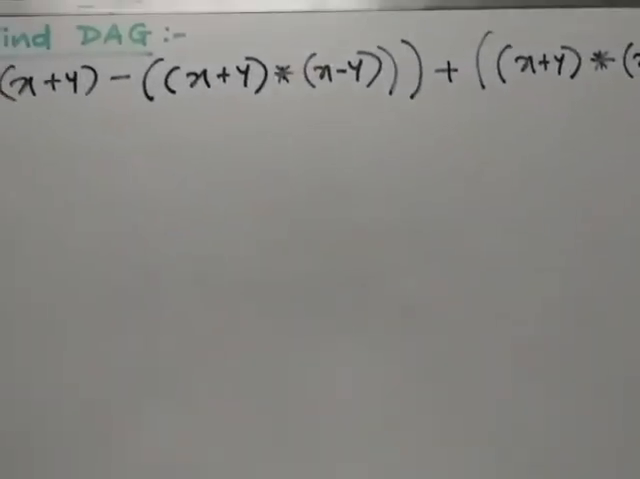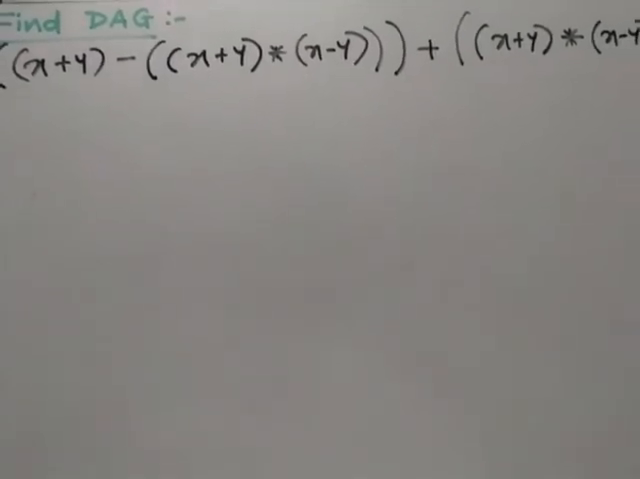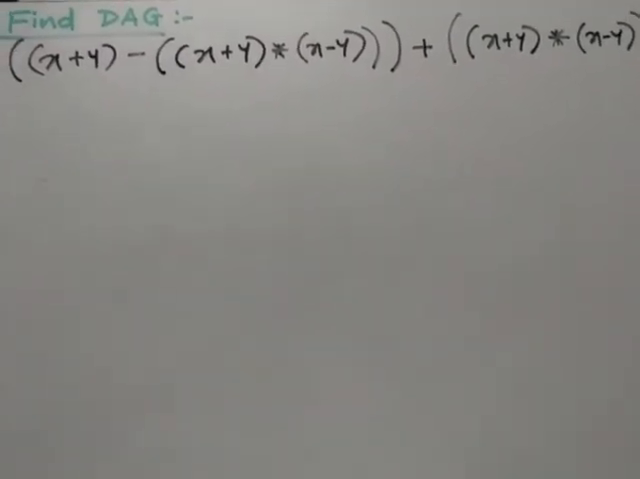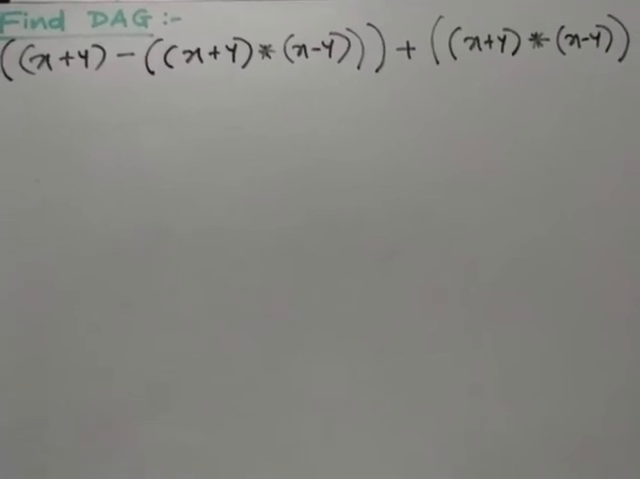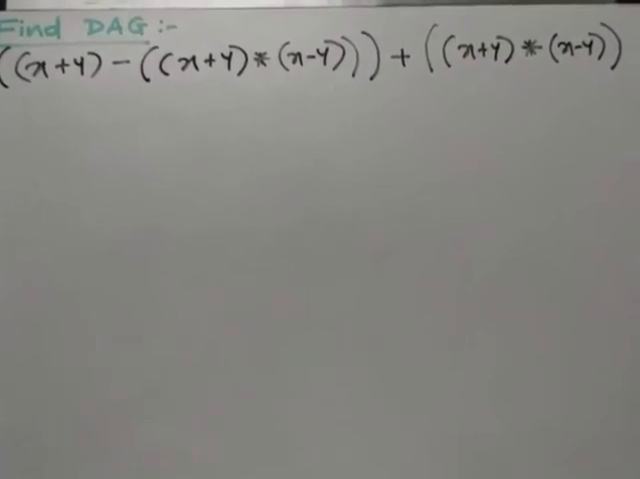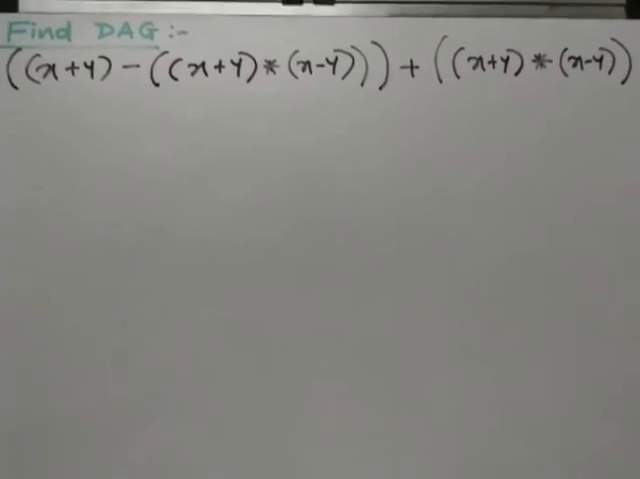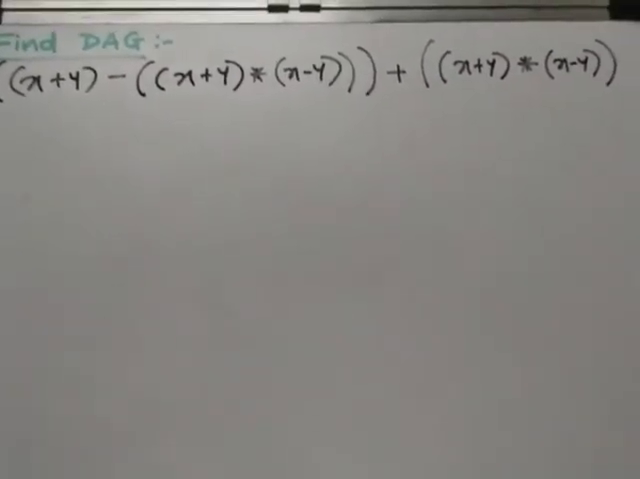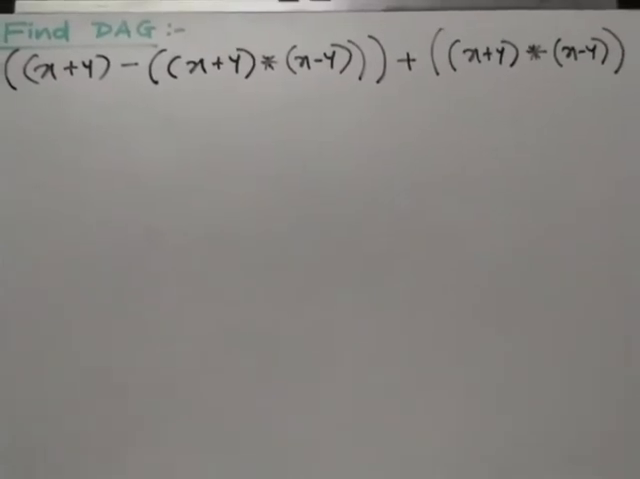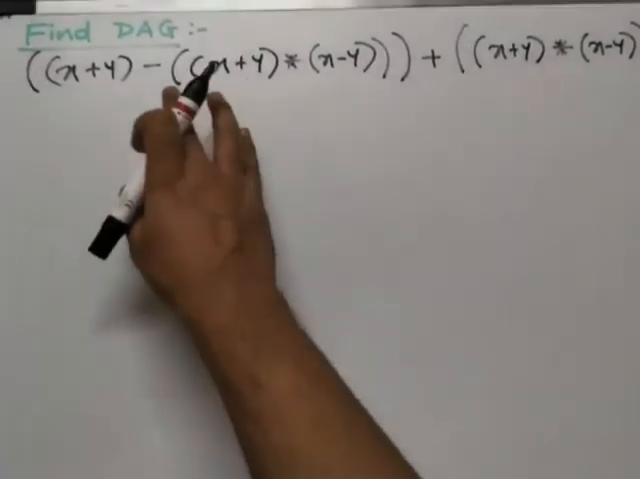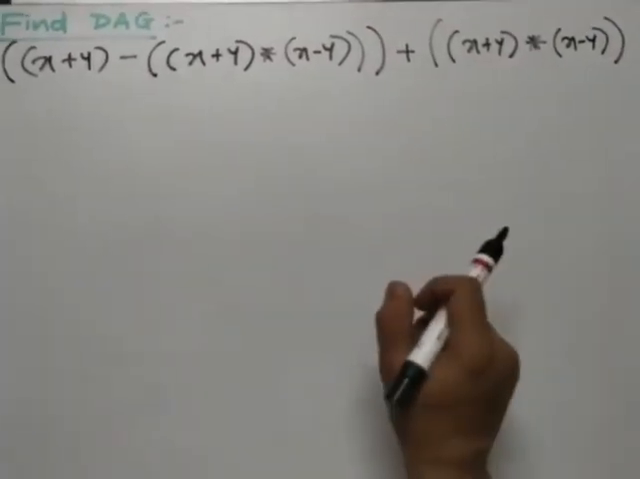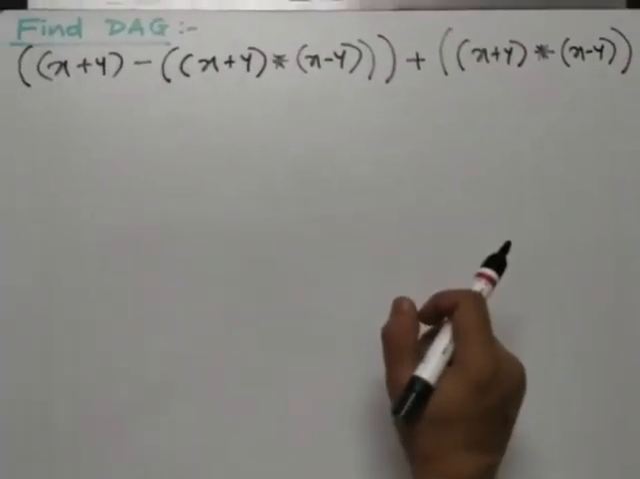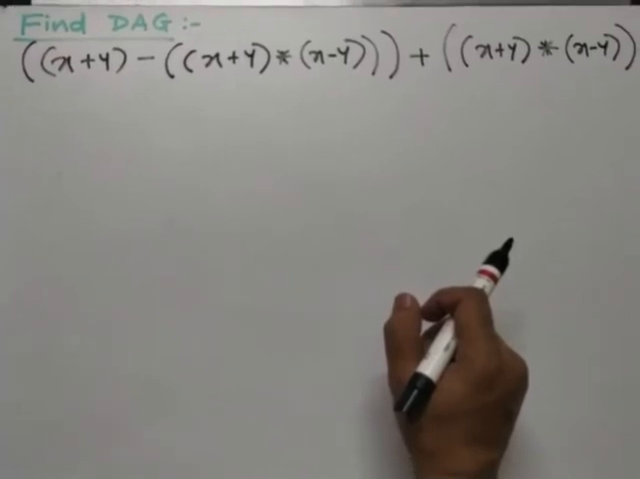Now see the third example where we are going to find out the DAG. So this is the example. This is a very lengthy expression, so two parentheses we have to add together. So we will go step by step. We will resolve the first parenthesized expression, that is this one, and after that we will be evaluating the second expression. So let us start creating the three address code for the given expression.